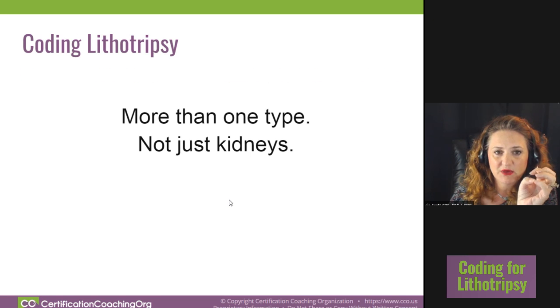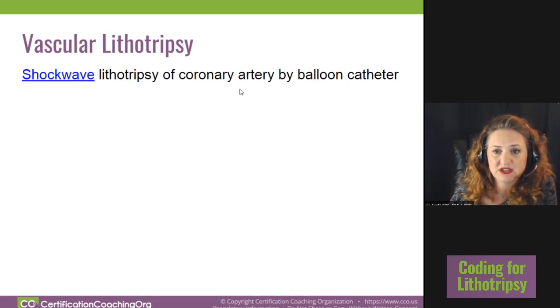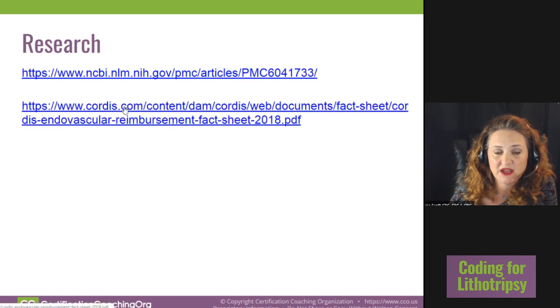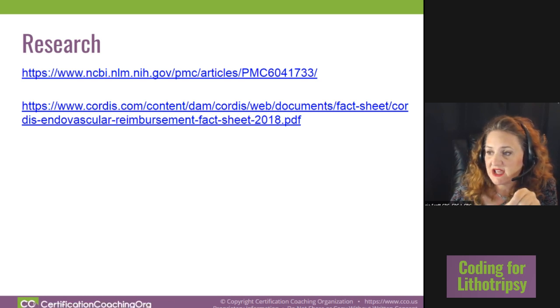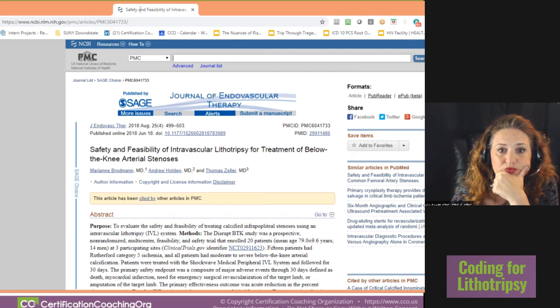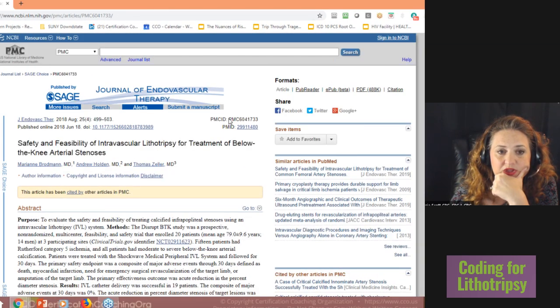And let's see, I wanted to let you know this is the link. Again, students will have that. And then here's more links that I use for the research. So this is the next site that I found that was really helpful. Safety and feasibility of intravascular lithotripsy for treatment of below the knee arterial stenosis. Okay, peripheral is all we're allowed to use in the US. Okay, this is a 2018 study.